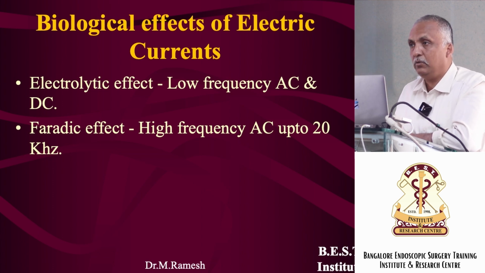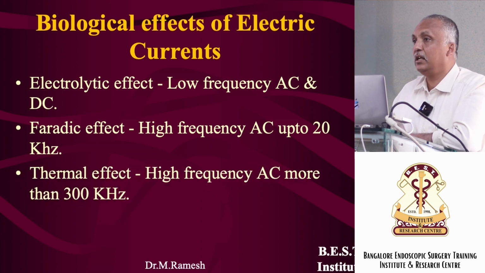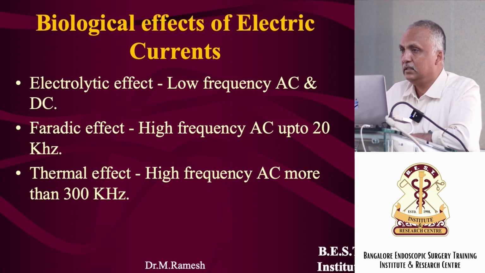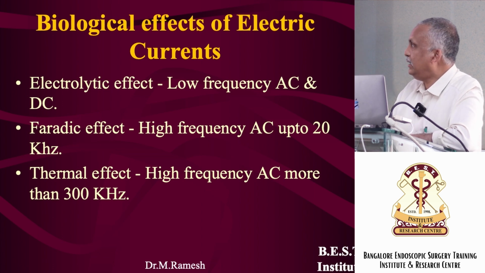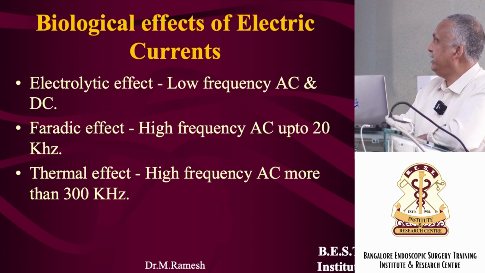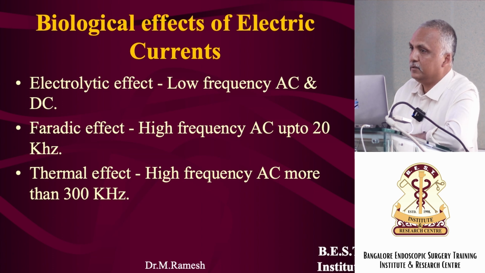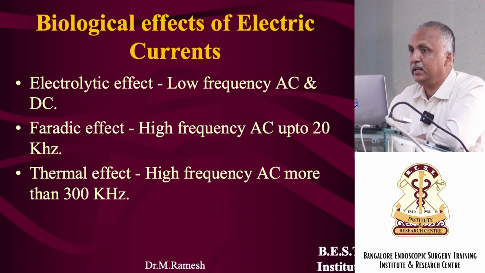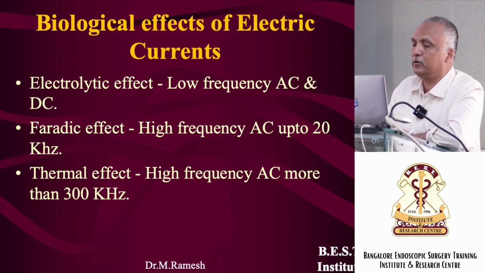But this is not what we want. We want something called the thermal effect. It has to cut and coagulate tissues, meaning it has to burn some cells and some tissues, and that happens when you use a high frequency alternating current of up to 300,000 hertz. Kilohertz is 1000 hertz. So 300,000 is 3 lakh hertz. So the electricity you are getting at 50 hertz is converted to 3 lakhs, and that is what gives you the effect to perform surgery.